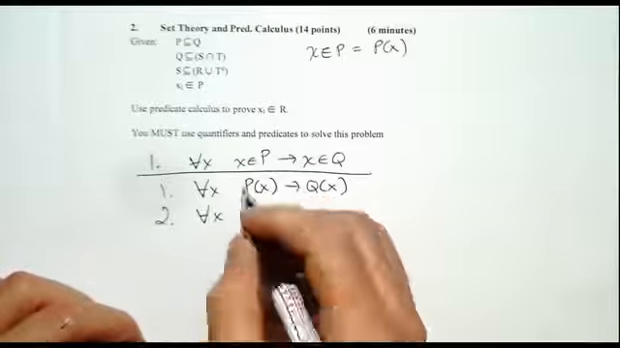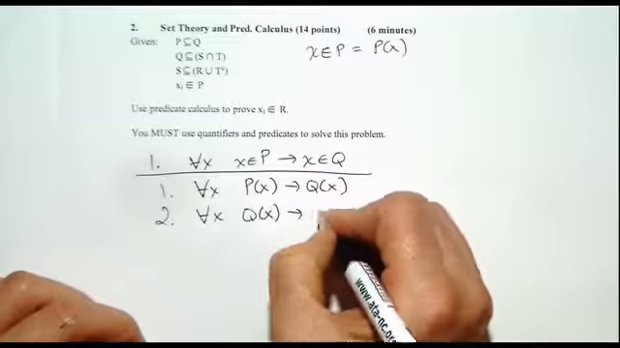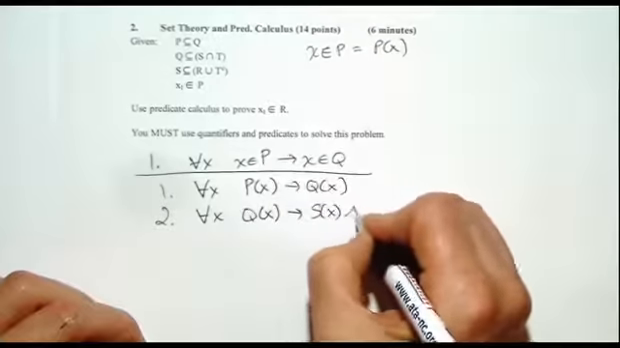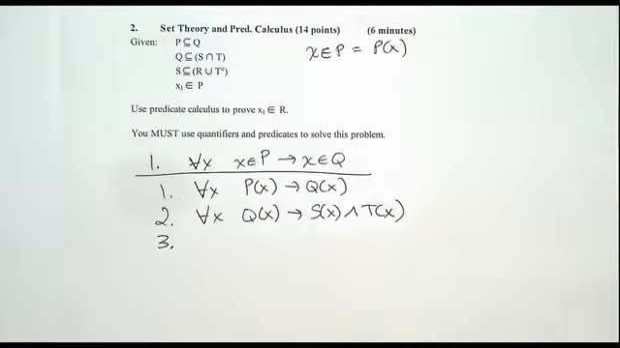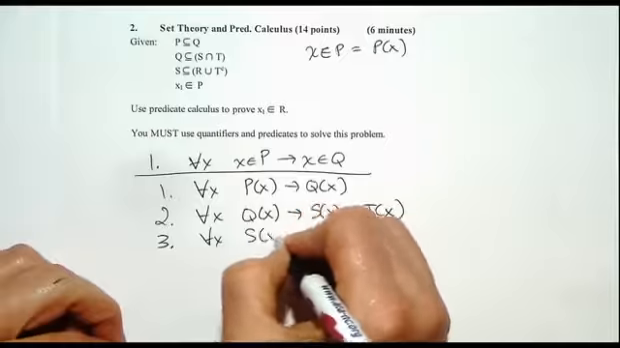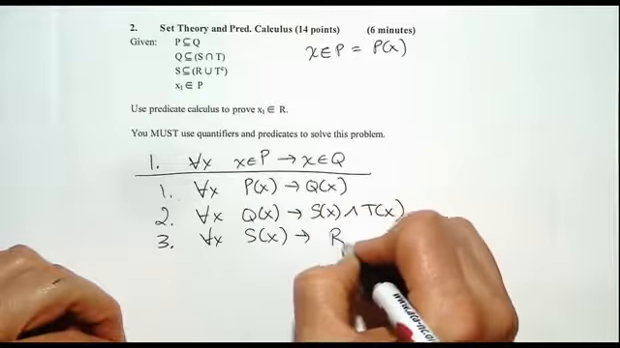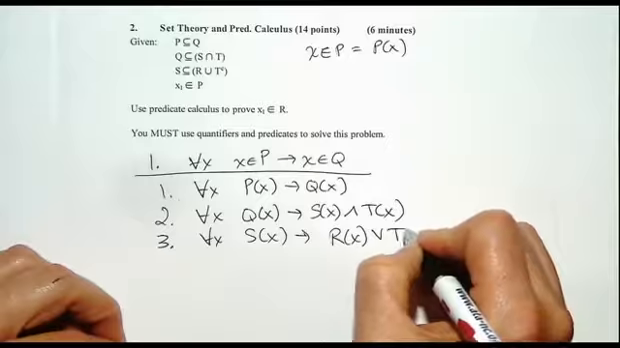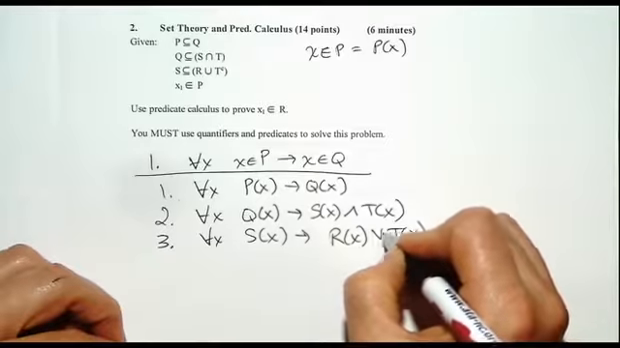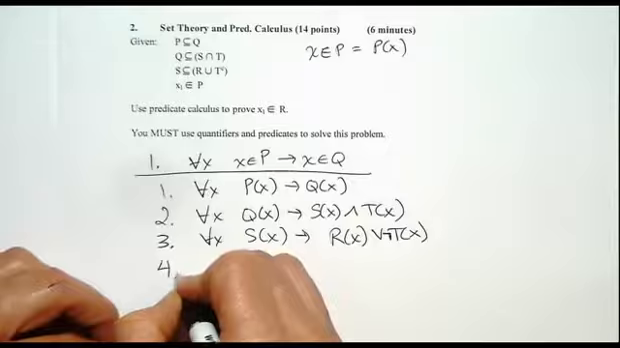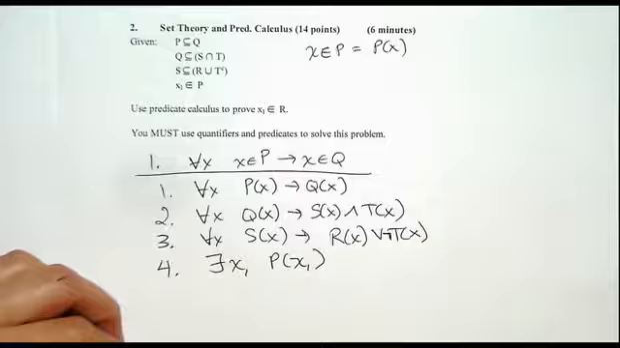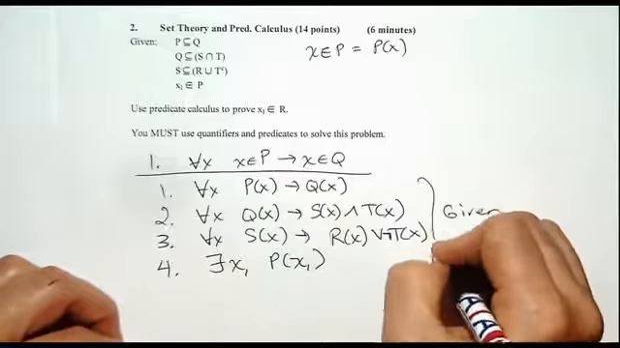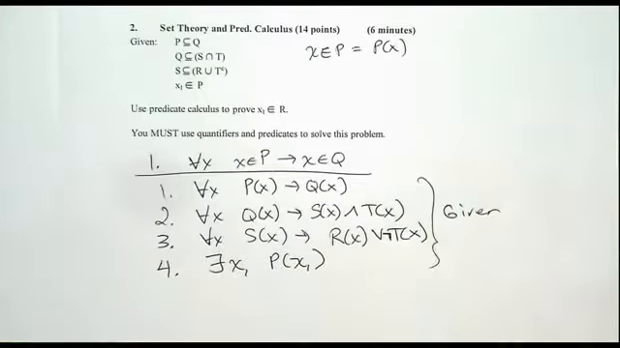The second one says for all X, Q of X implies S of X and T of X. Remember that an intersection is a little "and" underneath. The third one is for all X, S of X implies R of X or T of X. So not T of X because it's in the complement. And the last one is there exists an X1 so that X1 is in P. So those are all given. And you will get some points for doing the conversion of the set theory into the predicate calculus.